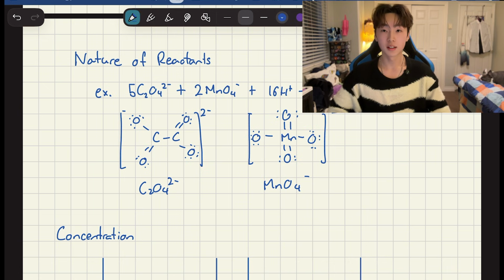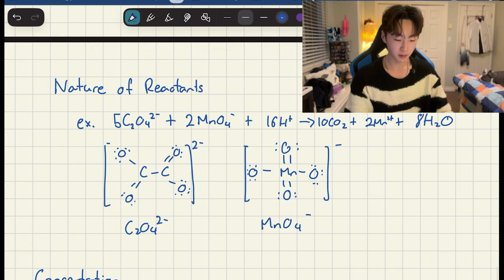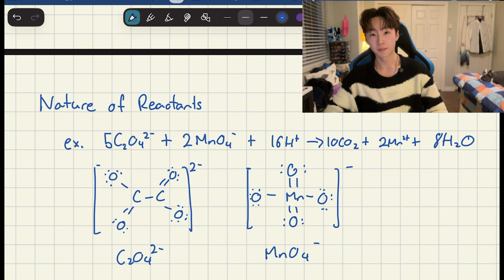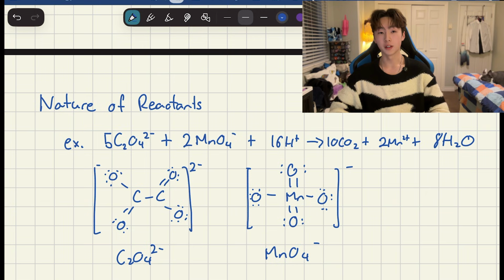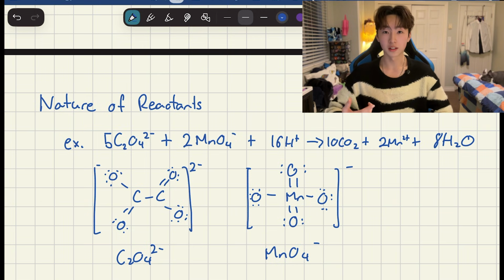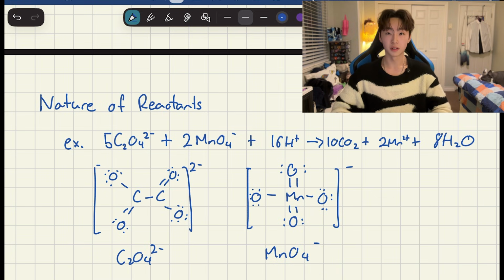All right, now let's consider the factors affecting reaction rates. The first one is the nature of reactants. What this means is in a reaction where the reactants have more or stronger bonds, it's going to take longer to break all these bonds in order to form your products. So therefore you'd have a slower reaction rate.